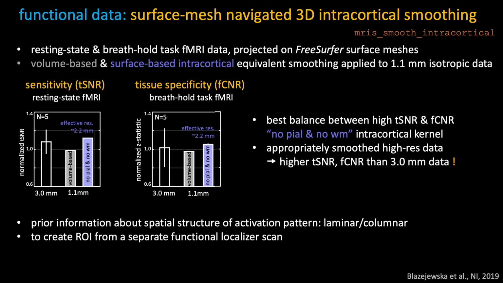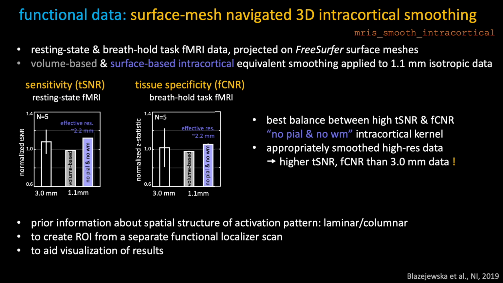And we could use this kernel, for example, to create an ROI from a separate run of the functional data, like a localizer scan. We could also apply them to our data or results, like the statistic maps, for visualization. You can also apply them to the actual data.